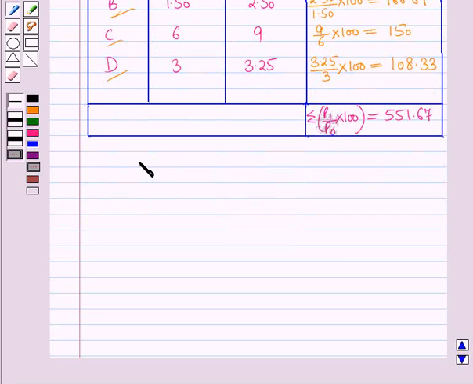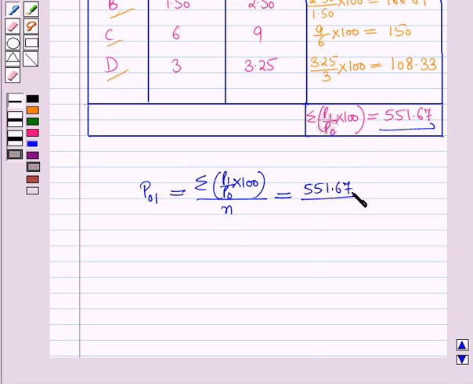Now by the simple average of price relative method, the price index number P01 for the year 2007, taking 2005 as the base year, is equal to summation of P1 over P0 into 100 the whole, all upon N, which is equal to 551.67 over N, the number of commodities. Here the number of commodities is 4, and on calculating, this is equal to 137.9175. So we have got the price index number P01 as 137.9175.